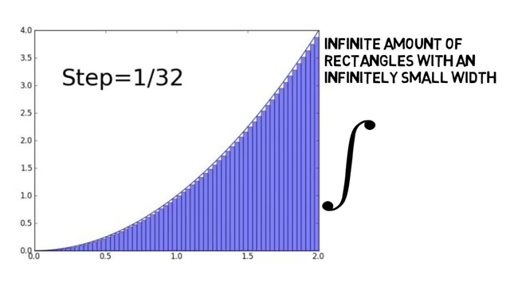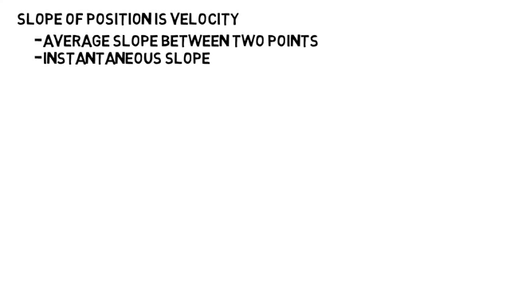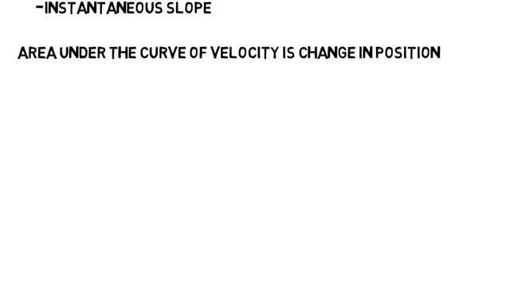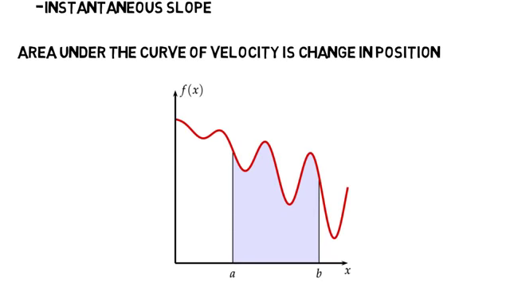Now why would you use this? Well, because remember how I said that slope of position is velocity? You could find the average slope between 2 points, or in calculus the instantaneous slope to find the average velocity or instantaneous velocity respectively. Well, believe it or not, the area under the curve of velocity is the change in position. So if they gave you a graph shown in red that represented some random changing velocity over time, the area of this shaded region tells us the change in position during that time between A and B.